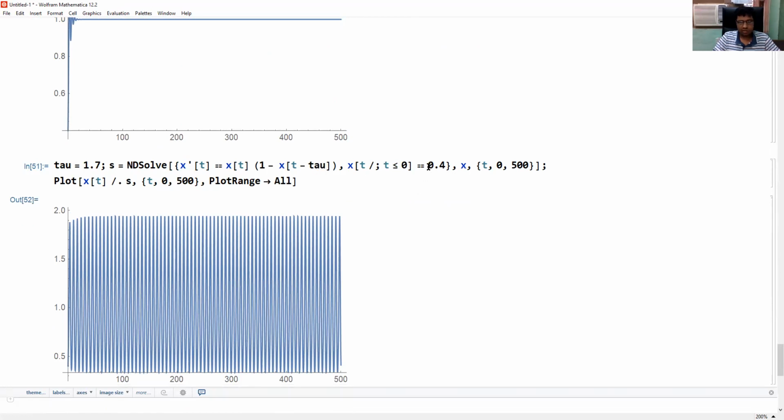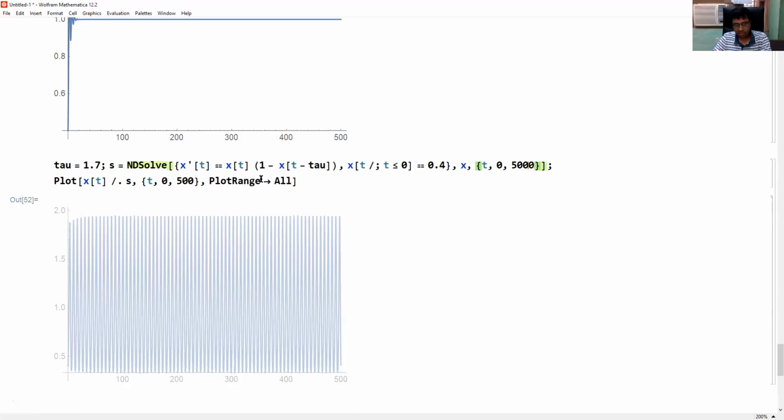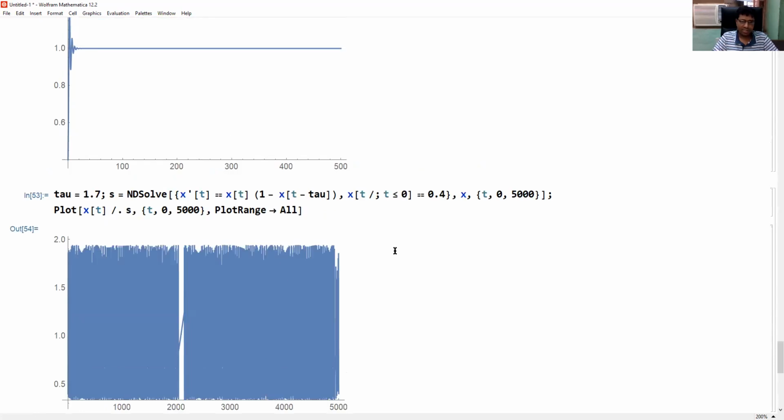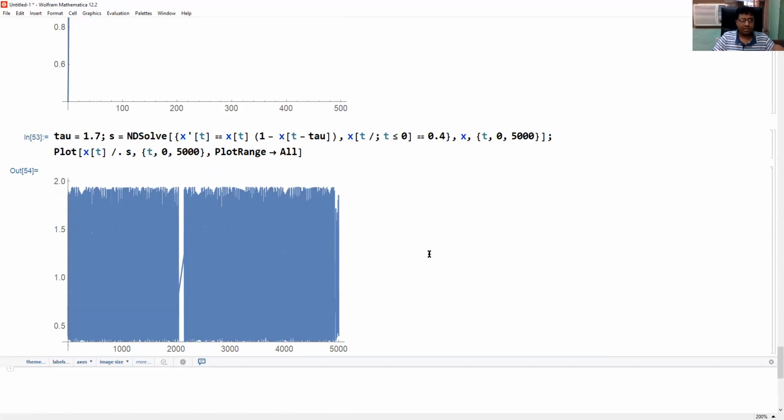So this is for one side, that is 0.4. Let me take up to 5,000. Let us see. These are bounded oscillations. But in such a case, we cannot say that it is asymptotically stable.